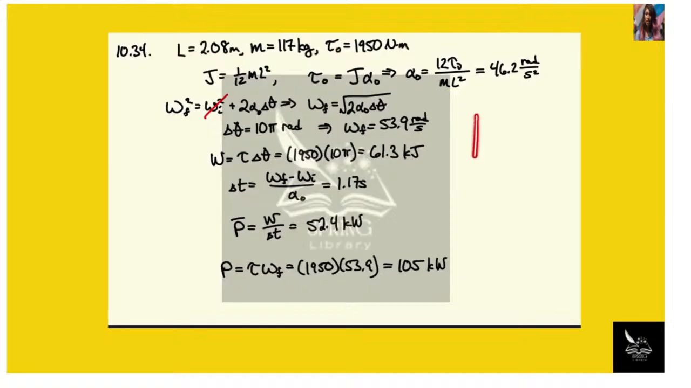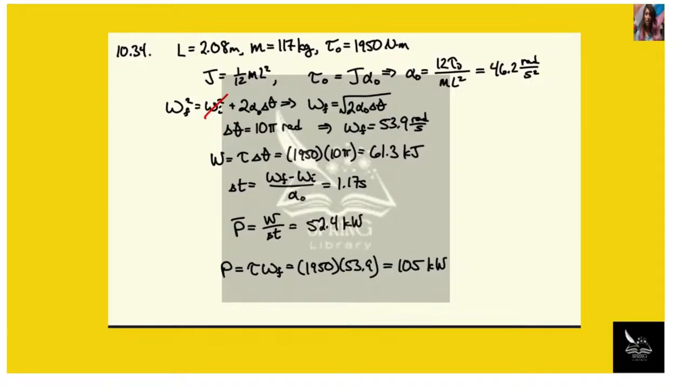Now, we're going to assume that the propeller is just a rigid bar rotating about its center. So the mass moment for that is 1/12 ml squared. And so we know that the initial torque equals the mass moment times the initial acceleration. So the initial acceleration is 12 times the initial torque over ml squared. Plugging everything in, we get that is 46.2 radians per second squared.